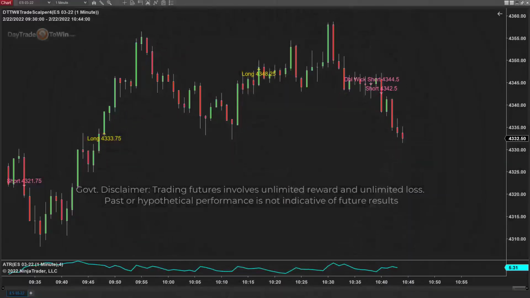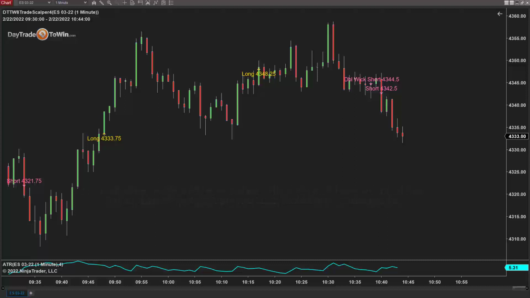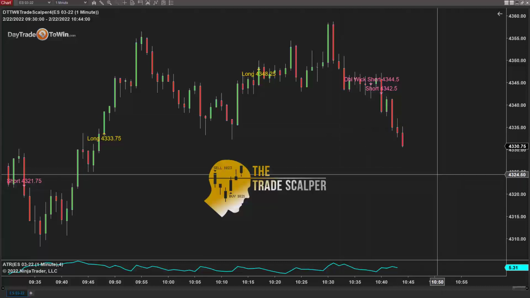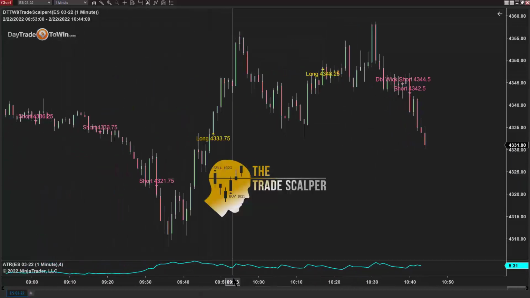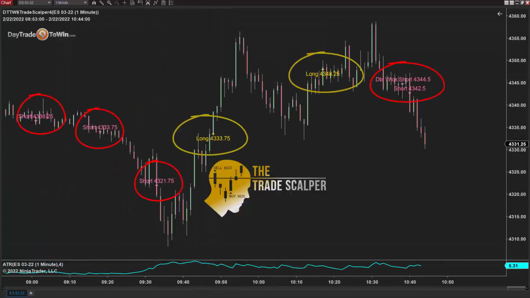Hello everyone, today is Tuesday, February 22nd, and I'm looking for an opportunity using the Trade Scalper to enter long or short the E-mini S&P market. So this happens to be the E-mini S&P, and we've had some pretty good results so far this morning. Just be careful if the market's volatile. You have to be a little bit more on the cautious side, use your stops and so on.